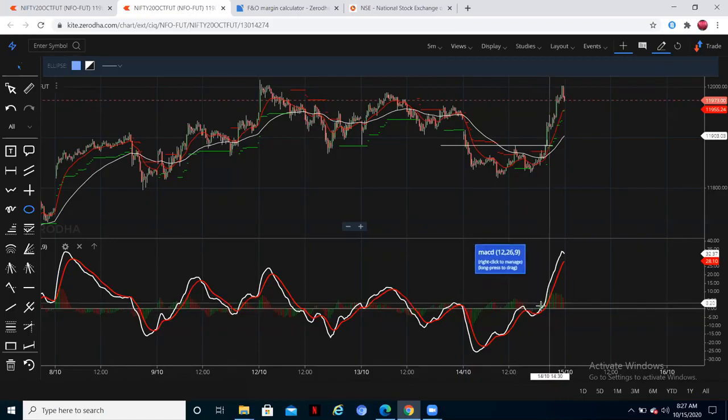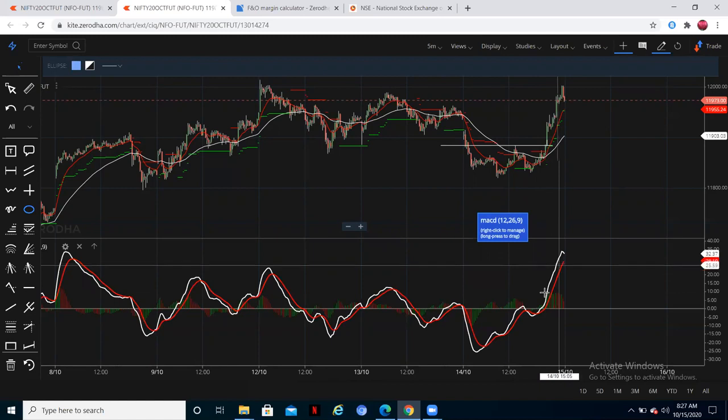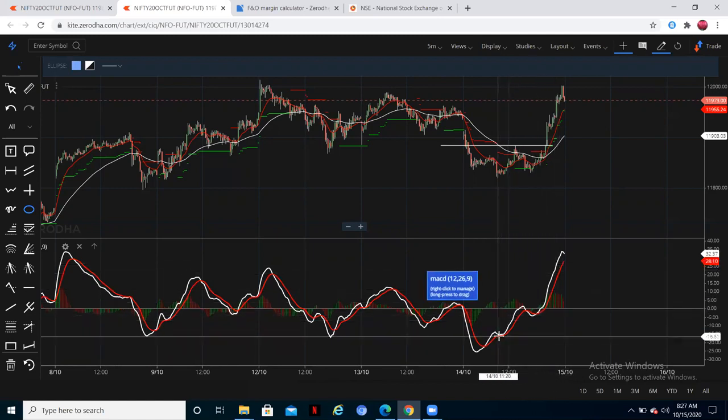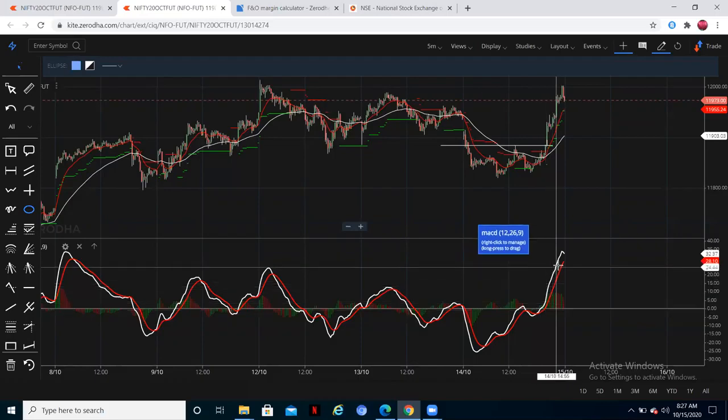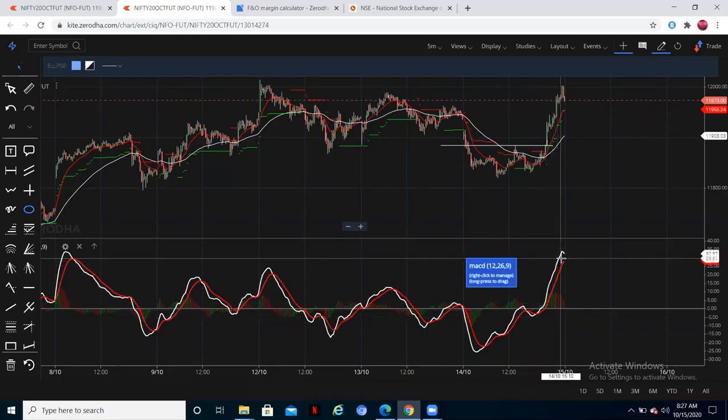So here you can see for MACD, we have two levels. The first level is above zero. The second one is below zero. These are the two levels. In case you are finding a buying entry, MACD must be moving above zero, then only that particular buying trade is correct. Then only that particular buying trend will have strength.